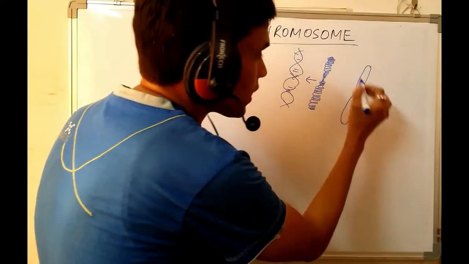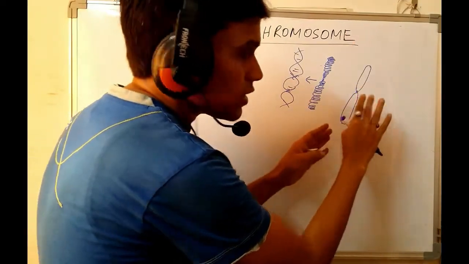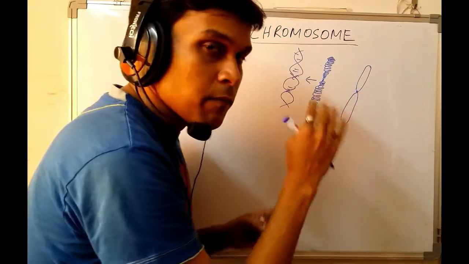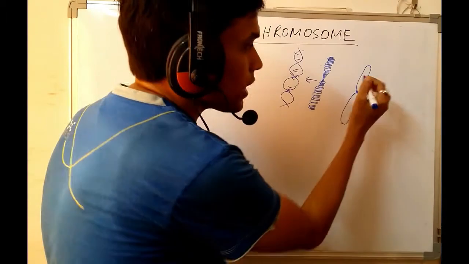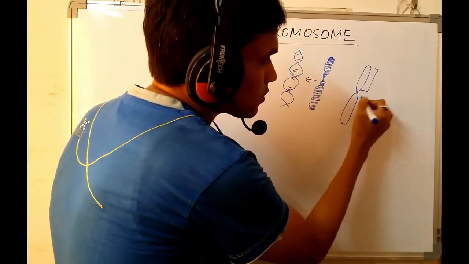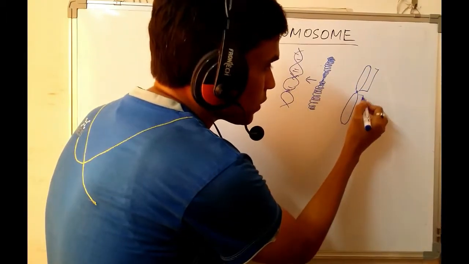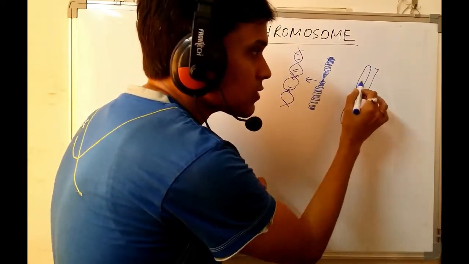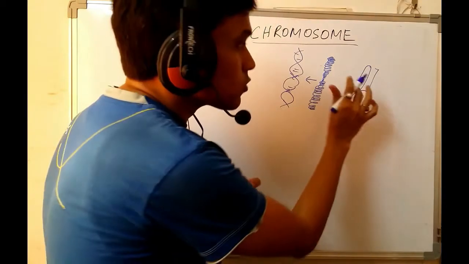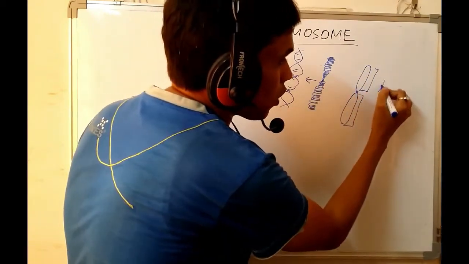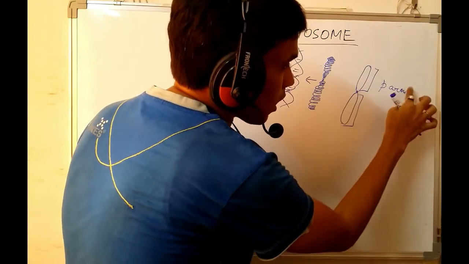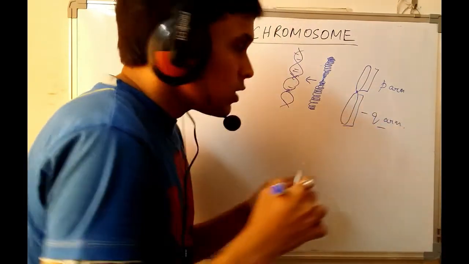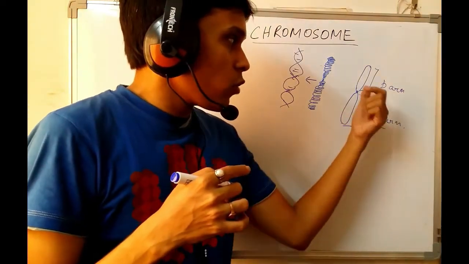Suppose I am considering this one, there is a small constriction, not exactly at the center but towards the center. That is why one arm is smaller than the other, because this arm is a bit larger and this arm a bit smaller. But you cannot say this is a chromatid. You cannot say that. This is a chromosomal arm. One arm is called the P arm and the other arm is called the Q arm. Which one is P and which one is Q? The larger one is called Q and the smaller one is called P.